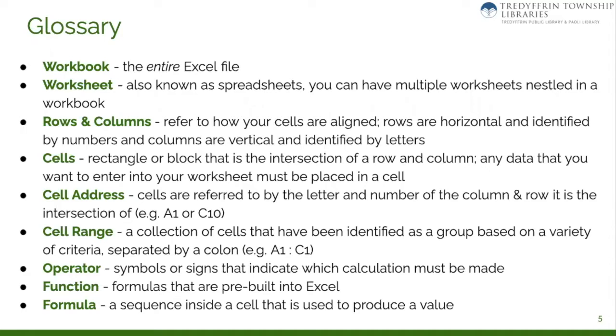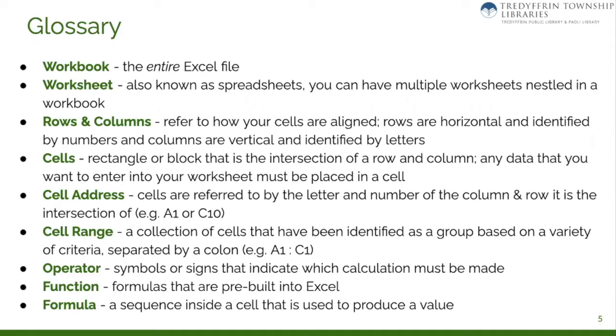First is workbook, and that is the entire Excel file itself. And you can have multiple worksheets within one Excel workbook. Worksheets are also known as spreadsheets. You can have multiple worksheets nestled into a workbook. Rows and columns refer to how your cells are aligned. Rows are horizontal and identified by numbers, and columns are vertical and identified by letters.